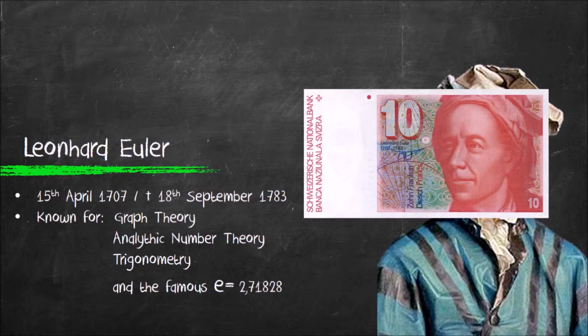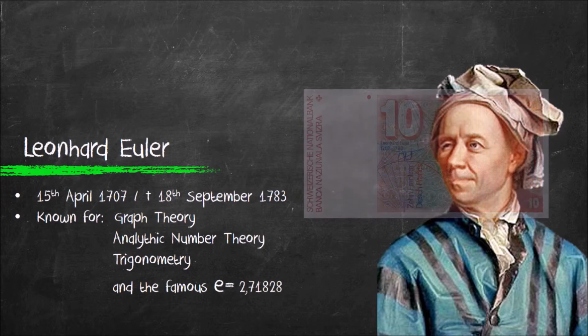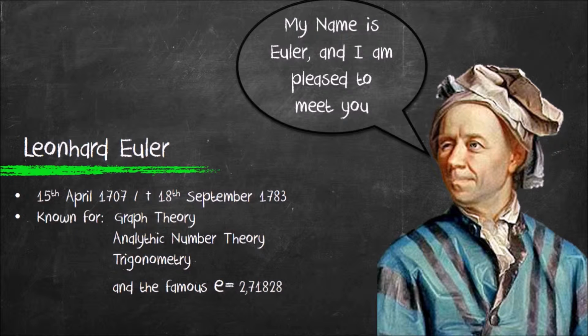Leonhard Euler was a Swiss mathematician and physicist. He made important discoveries in many branches such as graph theory, analytic number theory, or also trigonometry. Furthermore, he discovered the famous constant E, which is also called Euler's number.